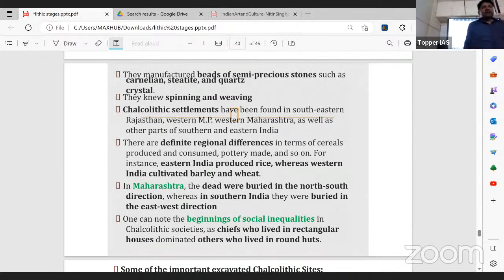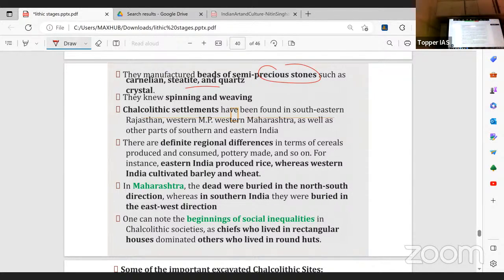Right, and they manufactured beads of semi-precious stones, so carnelian, steatite, quartz, crystal, with different semi-precious stones. So the Chalcolithic sites: southeastern Rajasthan, western MP, western Maharashtra, and other parts of south as well as eastern India. So yes, there is a regional difference.